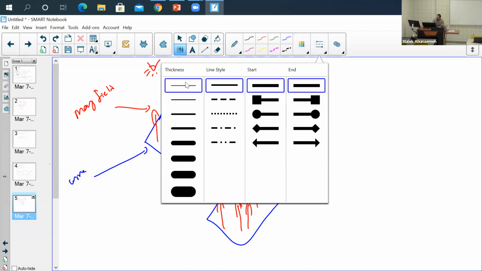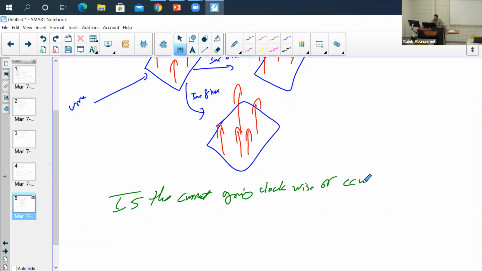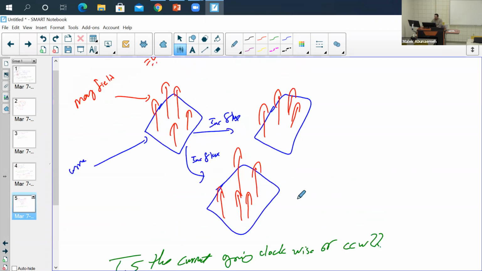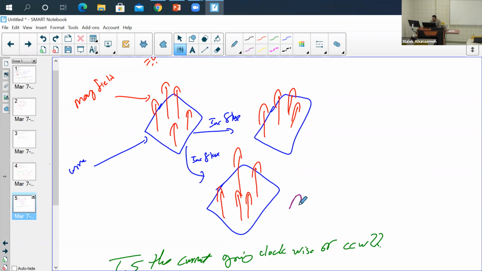Now the question is, the current going clockwise or counterclockwise? According to the right-hand rule, let's say I try to draw a finger. Let's say this is your right hand coming in, and here's your 1, 2, 3. That's your finger, and these are your fingers wrapped up.